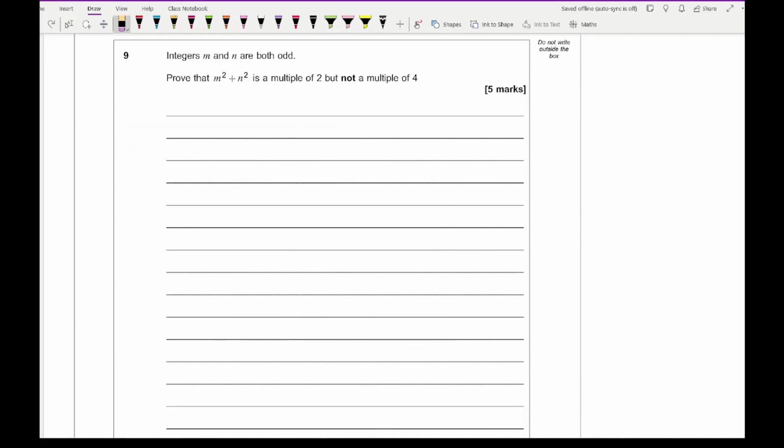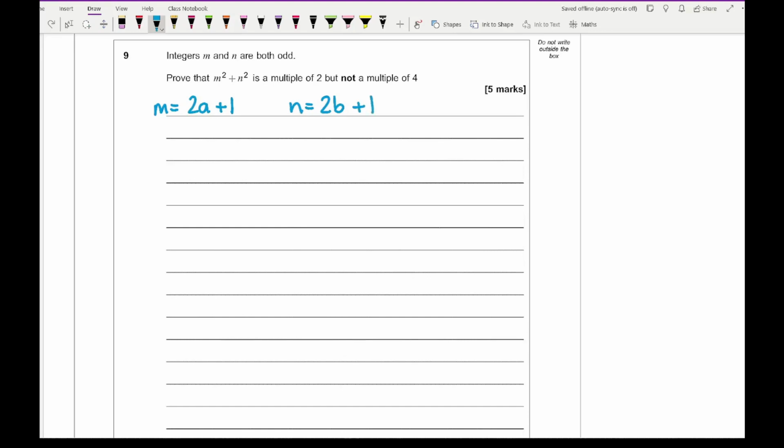So then moving on to question 9, it says integers m and n are both odd numbers. Prove that m squared plus n squared is a multiple of 2 but not a multiple of 4. Now for this, it's not mentioning that m and n are consecutive odd numbers. All we know is that they are odd numbers. So what we need to do is find an expression for m and n that are different odd numbers. So we can say that m is going to be 2a plus 1, and n is going to be 2b plus 1.